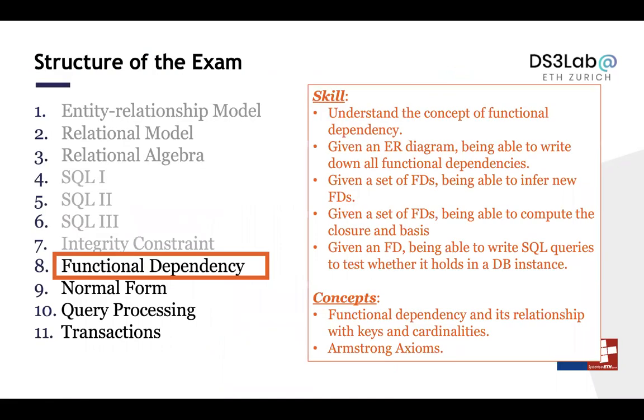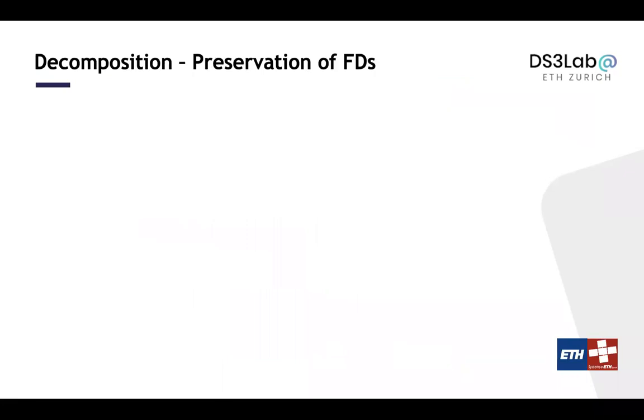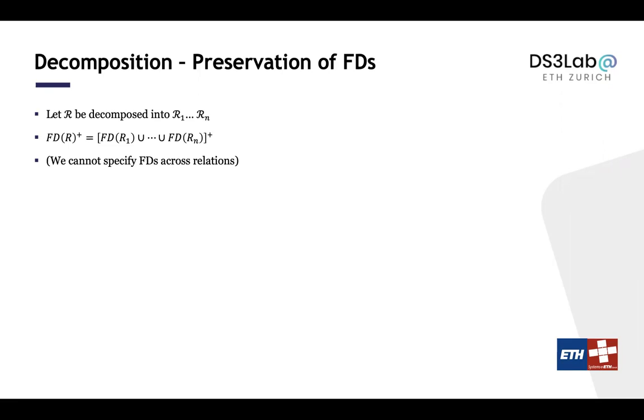Another property is that the decomposition is kind of preserving functional dependencies. What do we mean by that? If you decompose R into R1 to Rn, and you take all the FDs in each of these relations, you put them together, you calculate the closure. That should be equal to the following: you take all the functional dependencies in the original relation, you calculate the closure. If these two are the same, it means that we are preserving all the functional dependencies in this decomposition.